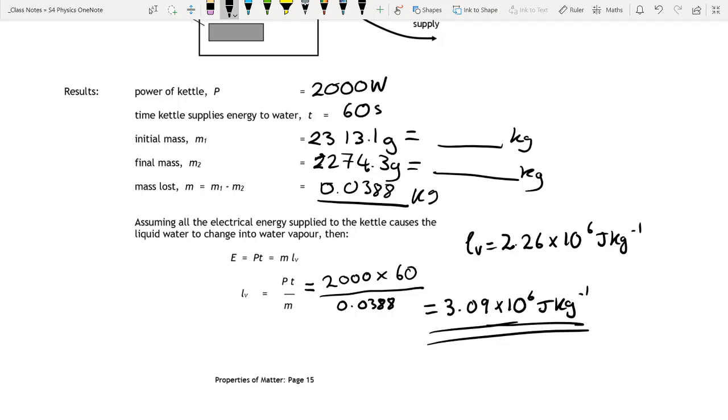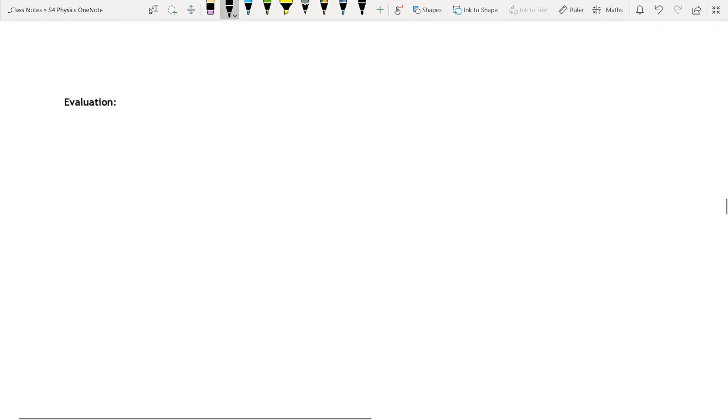Okay, so I got 3.09 times 10 to the 6 joules per kilogram, which is actually not that far off. I've done much worse before. So the actual value should be 2.26 times 10 to the 6, so we're in the right ballpark area. Okay, so on the page, there's space for evaluation.